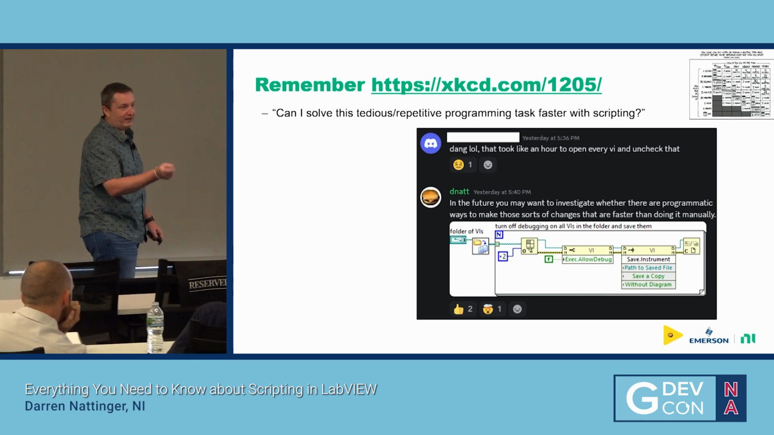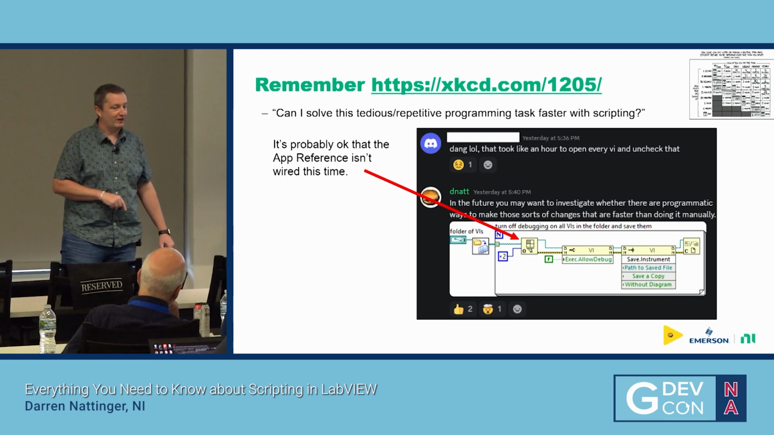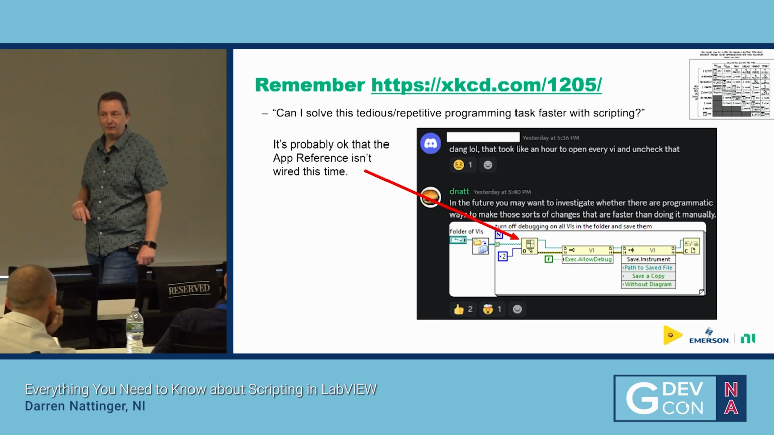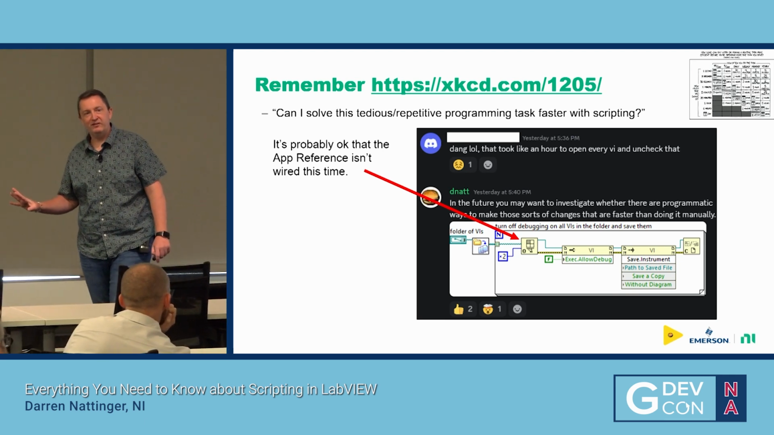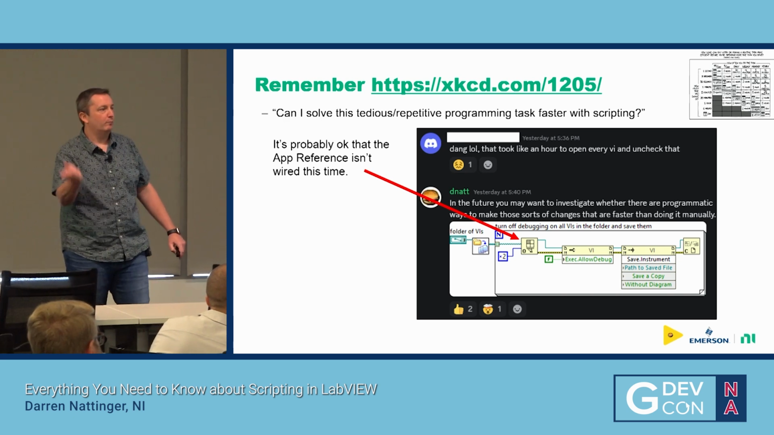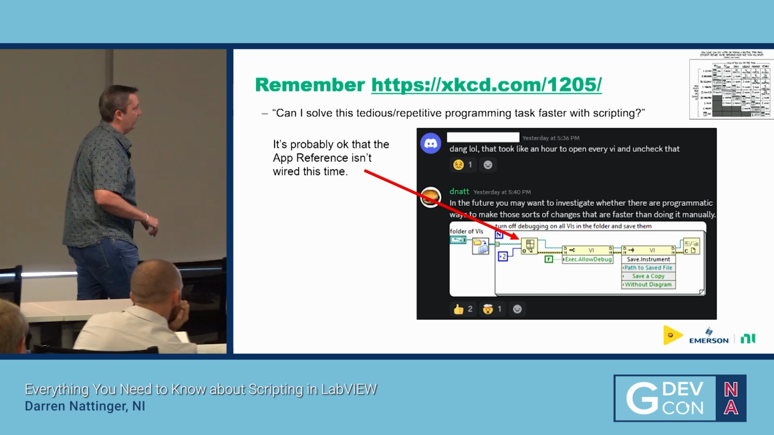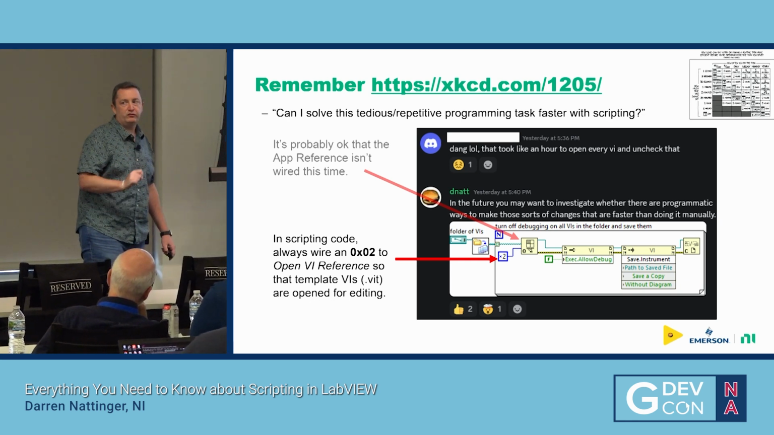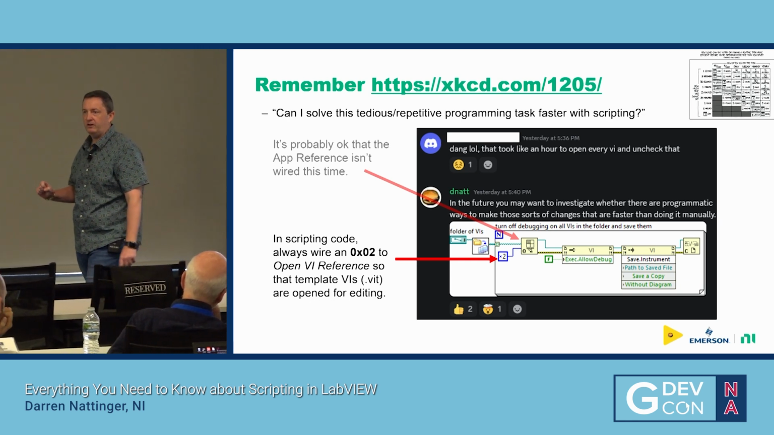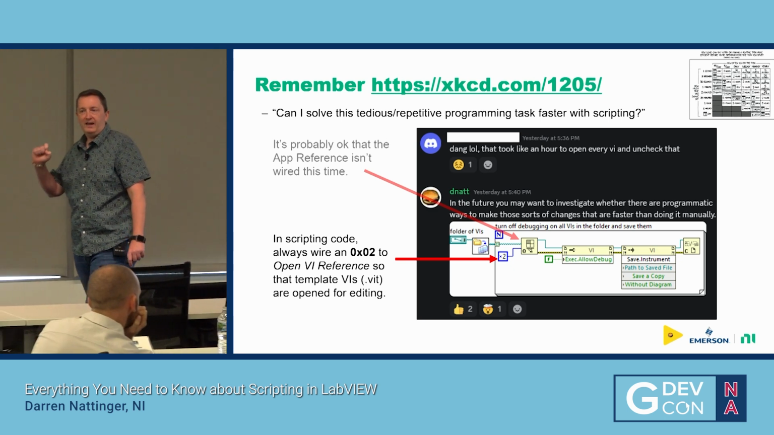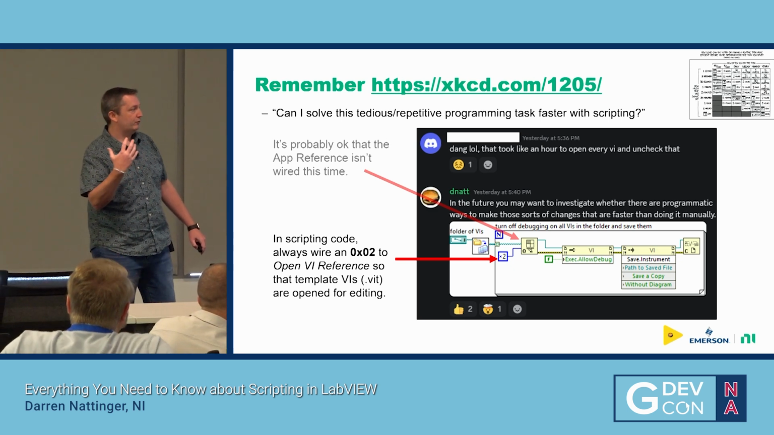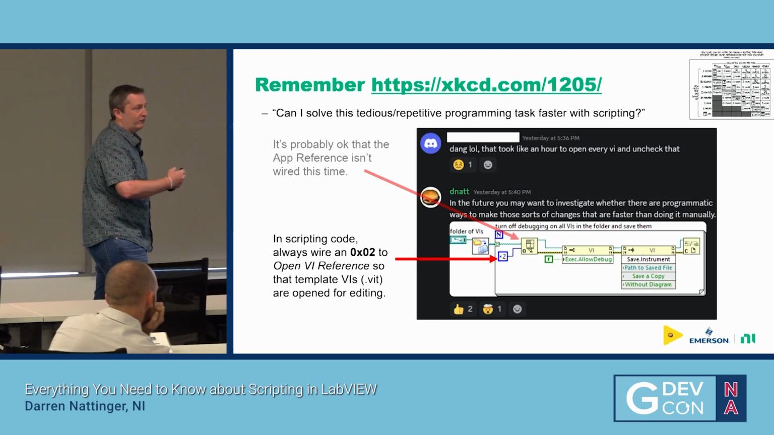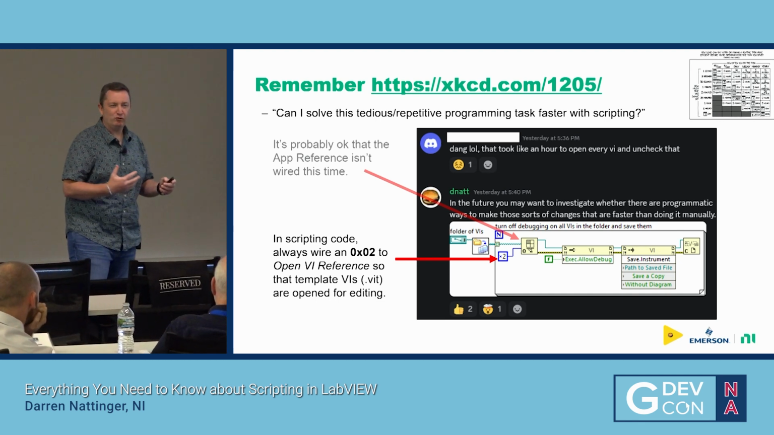Also, I'm breaking one of my rules in this code, which is I'm not wiring the app reference in the OpenVI reference. It's probably OK in this case because you're just running a tool to do a bulk operation on a bunch of VIs on disk. Also, why is that 2 there? In scripting code, you should always wire a 2 to the options input of the OpenVI reference function. If you're familiar with that option, it makes it so that template VIs are opened for editing. Otherwise, OpenVI reference is going to spawn a new instance of a template VI, which you almost never want when you're writing scripting code.